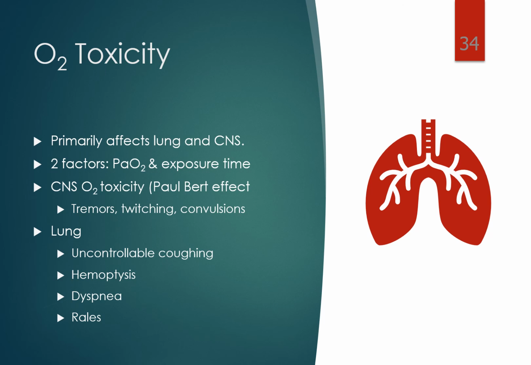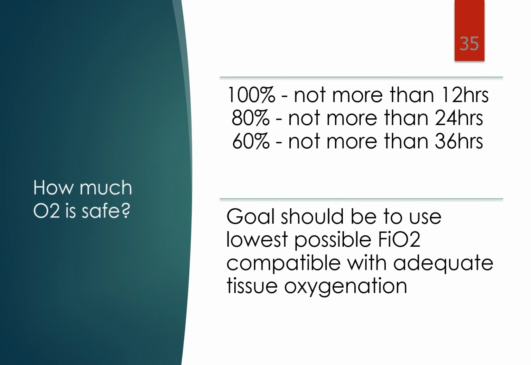So as I was mentioning earlier about oxygen toxicity, it primarily impacts the lungs and the CNS. The problem with that is long exposure to high FiO2. From the CNS point of view, it could cause tremors, twitching, convulsions, and from the lungs, it could cause uncontrollable coughing, bleeding of the lungs, dyspnea, and rales. So you really have to watch exactly what you're doing with the use of oxygen, especially in regard to oxygen toxicity. So how much oxygen is safe? How much oxygen can you use?